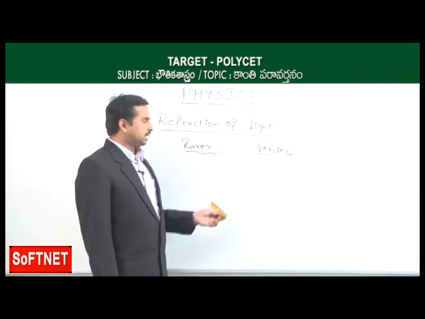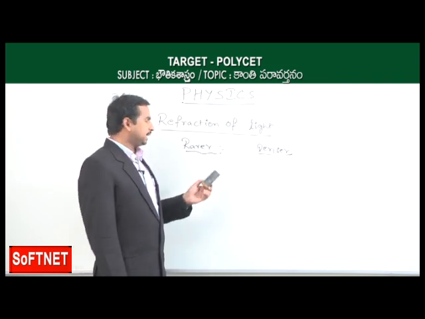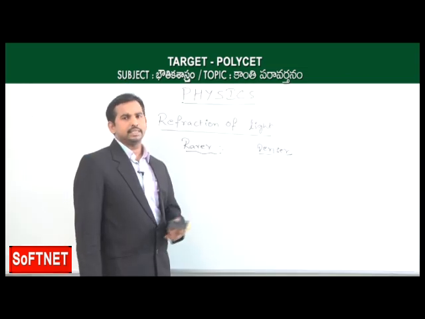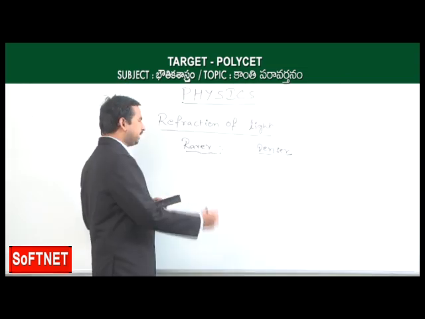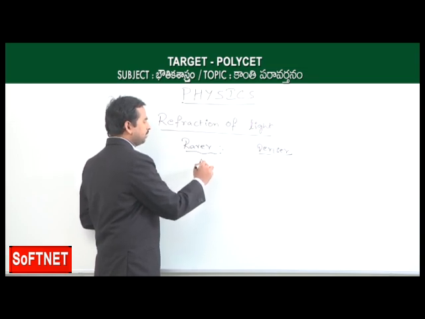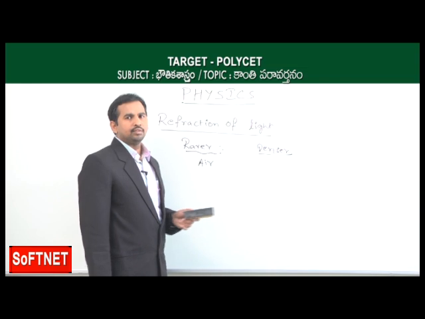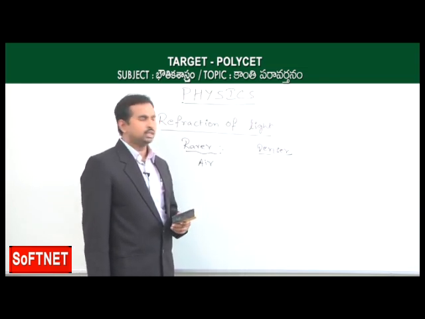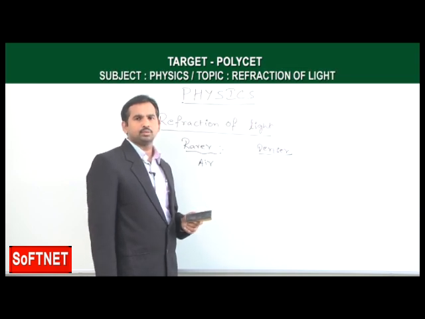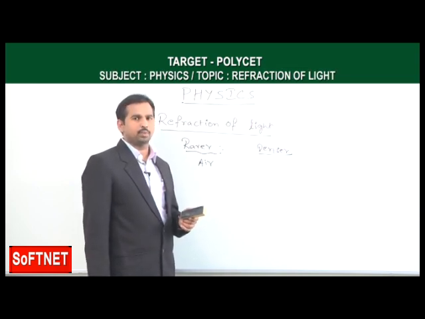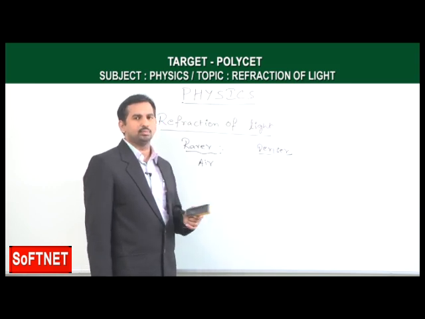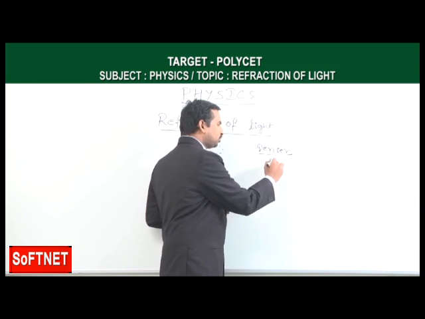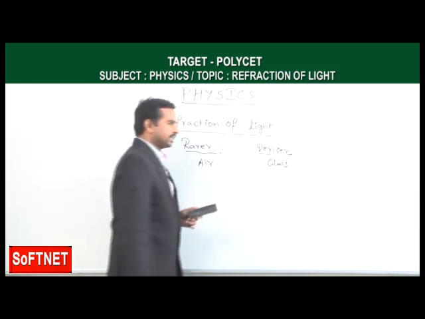Again, rarer means the particles have more distance between them, so the light can travel much faster. The best example is air. Whereas in a denser medium, the particles are very much closer to each other, closely packed. That is why in a denser medium, the light ray passes very slowly. The best example for that is glass.